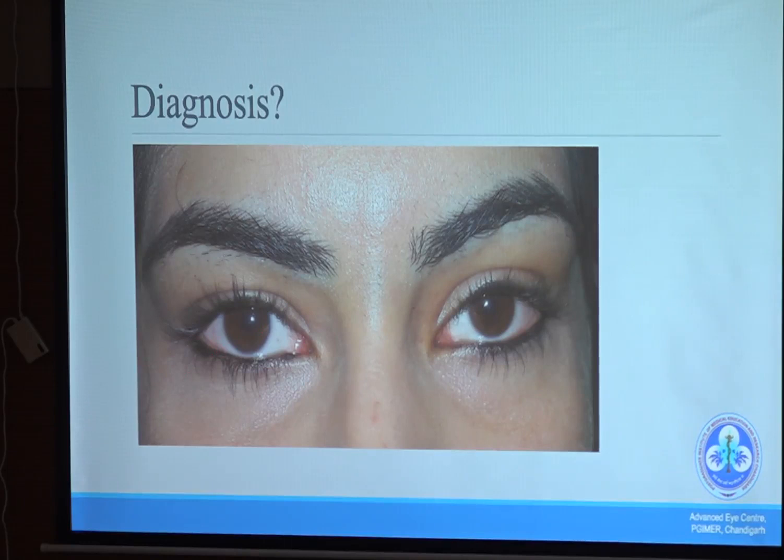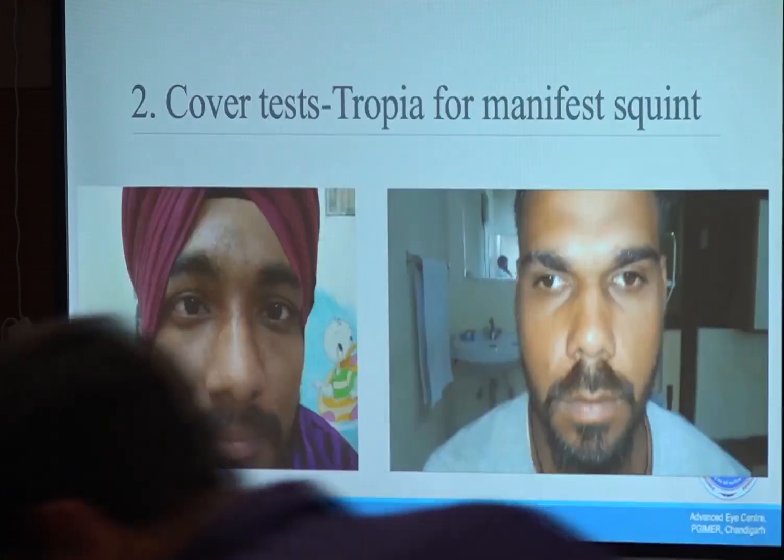So if you think that there is strabismus in patients like pseudostrabismus, what you have to do next is to establish that yes, my diagnosis on Hirschberg is correct, so I have to do a cover test.